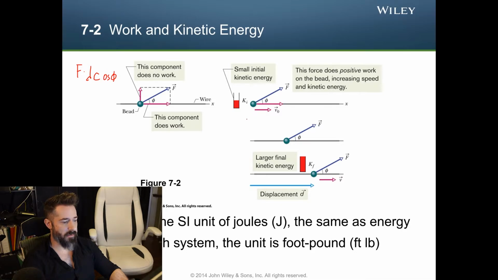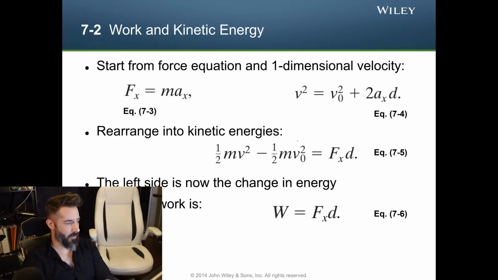Over here, they're talking about the difference of the energies. So you have a small initial kinetic energy, and then you can break it up into the components again because it's working at an angle. It's saying the force does a positive work on the bead. It's increasing the speed and the kinetic energy of the bead. And then you have a larger final kinetic energy. And it has some displacement between the initial, which is over here, and the final, which was over here. So you have a kinetic final and a kinetic initial. And we'll get more into that. And then, yeah, here's your British foot-pounds.